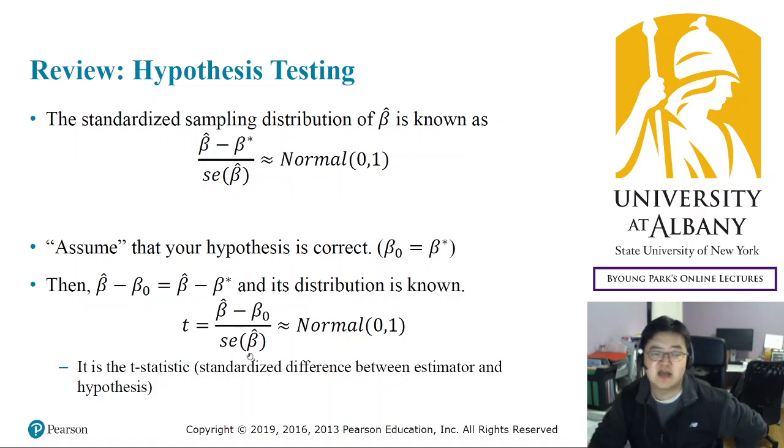That standardized difference is referred to as the t statistic. Usually it is denoted as t. This t statistic is approximately normally distributed, following from this result, right? And you must have heard about the t statistic.